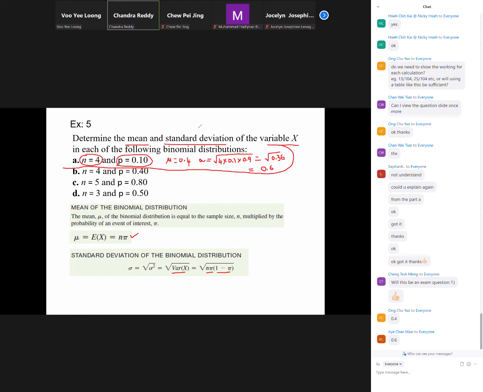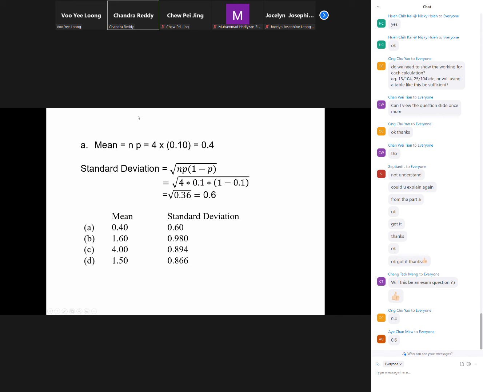Okay, I clear this. So the calculation is shown for the first part. The mean is n into p, so you get 0.4. The standard deviation formula is square root of np into 1 minus p, so you get 0.6. So for part A, the answer is 0.4 and 0.6. Then similarly, you may note down for part B, part C, part D.